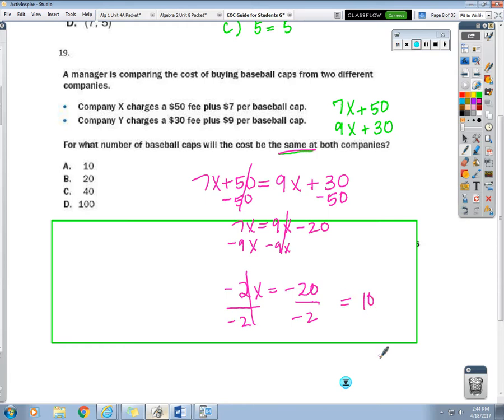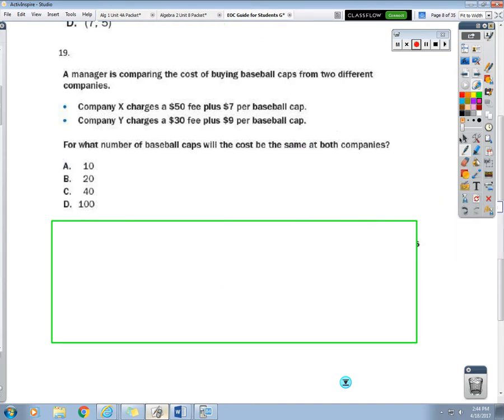That's one way to do it, is just set your equations equal, because you want to know when the cost will be the same, which means equal. Or, if you don't know how to do that, you could graph them and see where they intersect. Or, once you have your 2 equations, you could just start by plugging them in. Like if I plug in 10 here, 7 times 10 plus 50, and then if I plug in 10 here, 9 times 10 plus 30, that makes the cost the same at 10 caps. So any way you want to do it. Any questions? Okay, number 20.